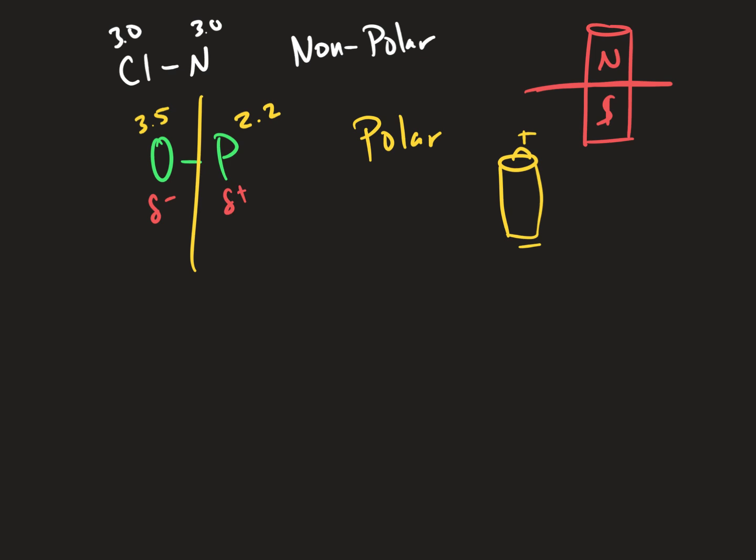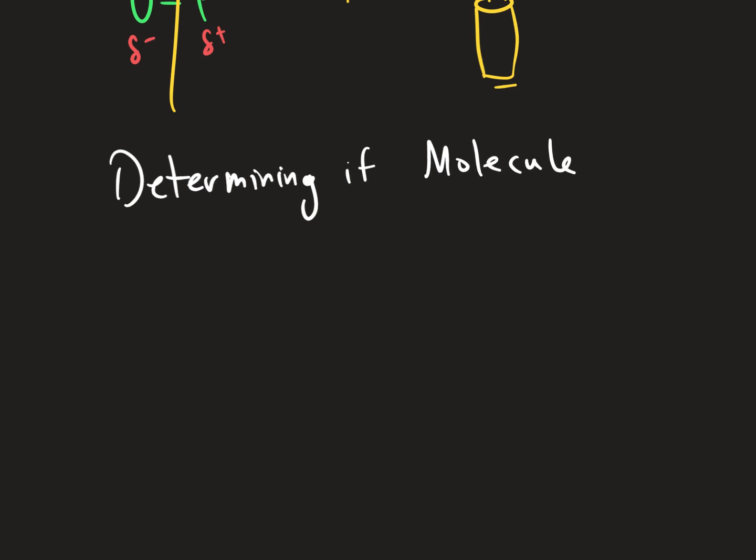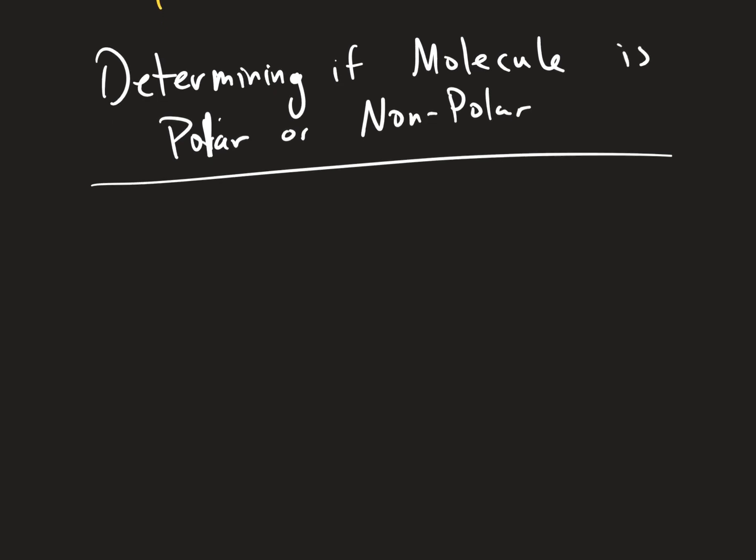Okay, now let's determine if the molecule is polar or not. This one's a little bit more complex. So determining if a molecule is polar or nonpolar. When I say molecule, what am I talking about? A covalent compound, okay. So let's do some examples here. In fact, let's make some steps, right? That's a little bit better. So step one is we draw the Lewis structure.